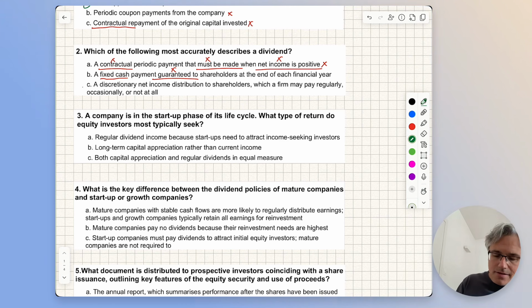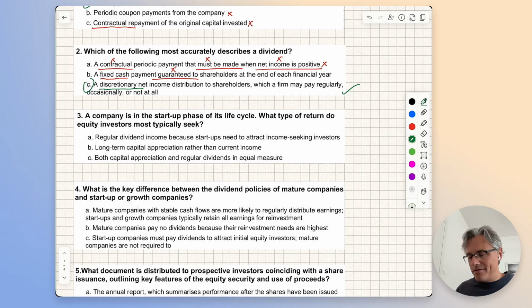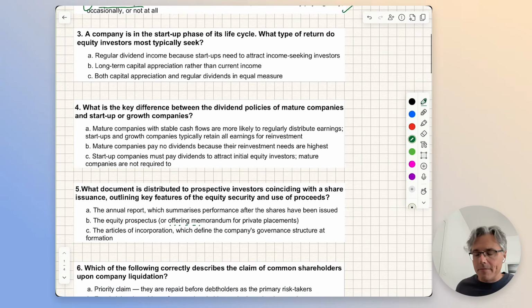So it has to be answer C. Let's see if it's correct. A discretionary, yes. So at the discretion of the company, nothing obligatory about it. Net income distribution to shareholders, which a firm may pay regularly, occasionally, or not at all. And that's taken straight out of the curriculum, this regularly, occasionally, or not at all. And I also featured it in the previous videos where we discussed the topic.